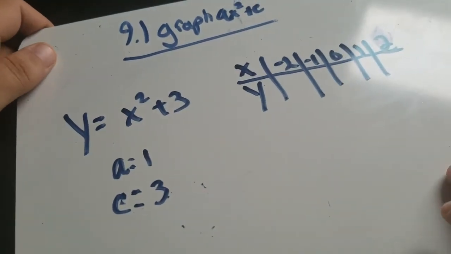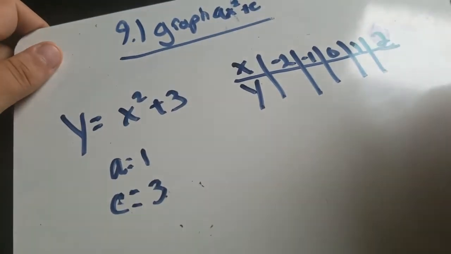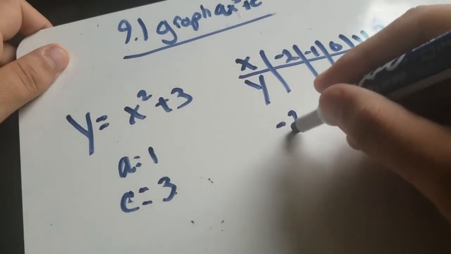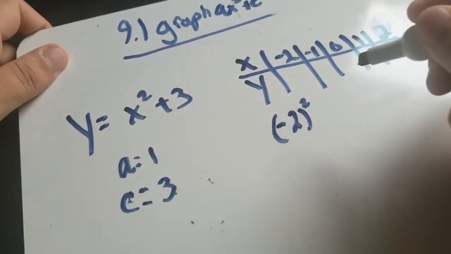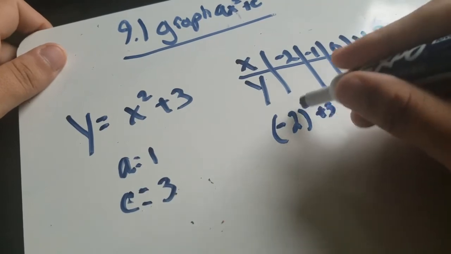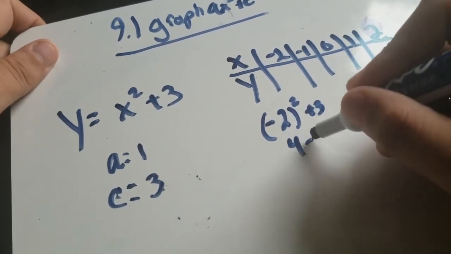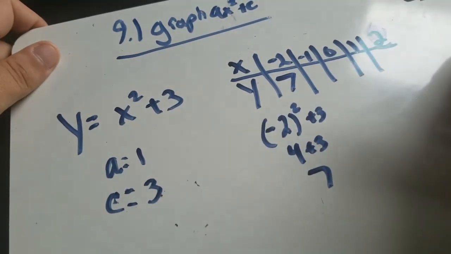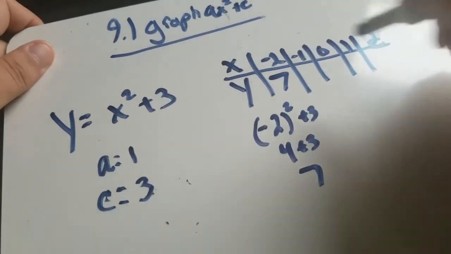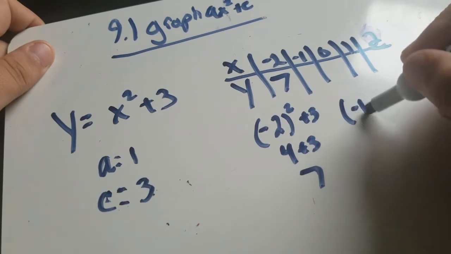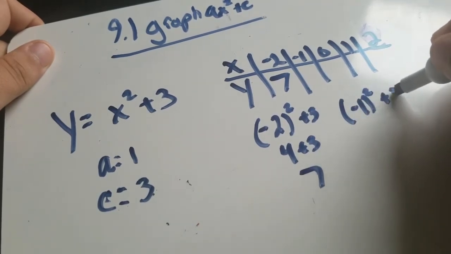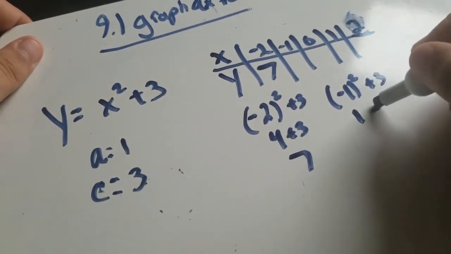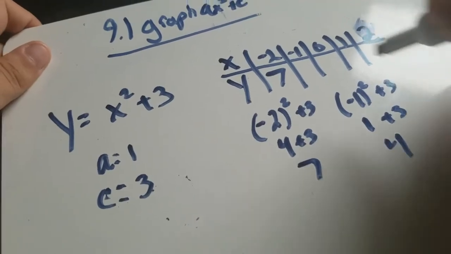So let's just plug in our numbers and solve for each y value. So negative 2 squared plus 3. Negative 2 squared is 4, plus 3, 7. So 7 is your answer here. Next one. Negative 1 squared plus 3. That's going to be a positive 1 plus 3. That's 4. So 4 is going to go here.